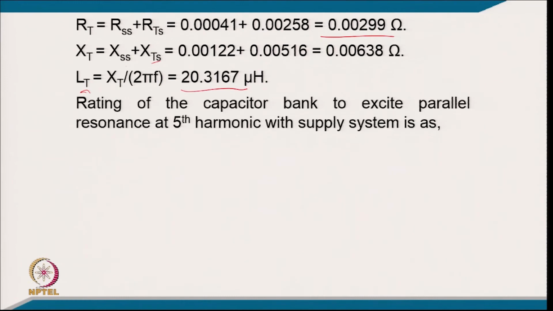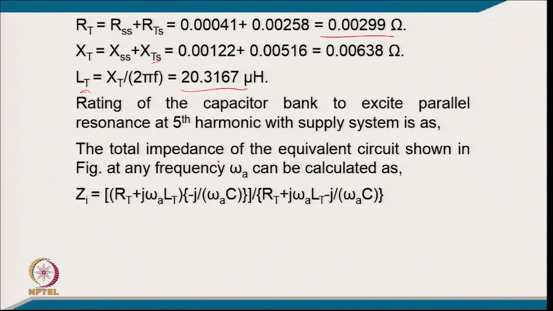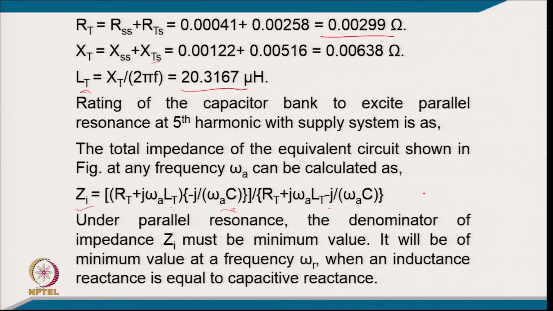So it comes 20.3167 microhenry. The rating of the capacitor bank to excite the parallel resonance at the 5th harmonic of the supply system is found from the total impedance of the equivalent source in the figure. At any frequency it can be calculated as Z equal to R_T plus j omega L_T in parallel with minus j upon omega C, divided by R_T plus j omega L_T minus j upon omega C. Under parallel resonance the denominator of the impedance must be at its minimum value at frequency omega_r.